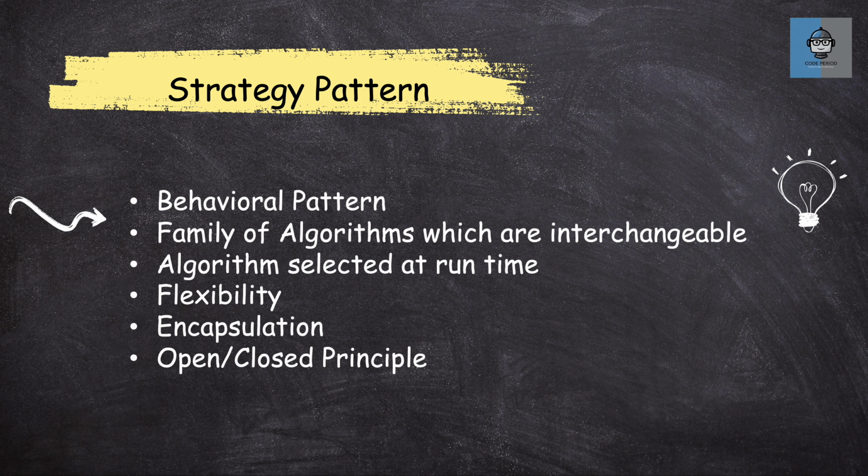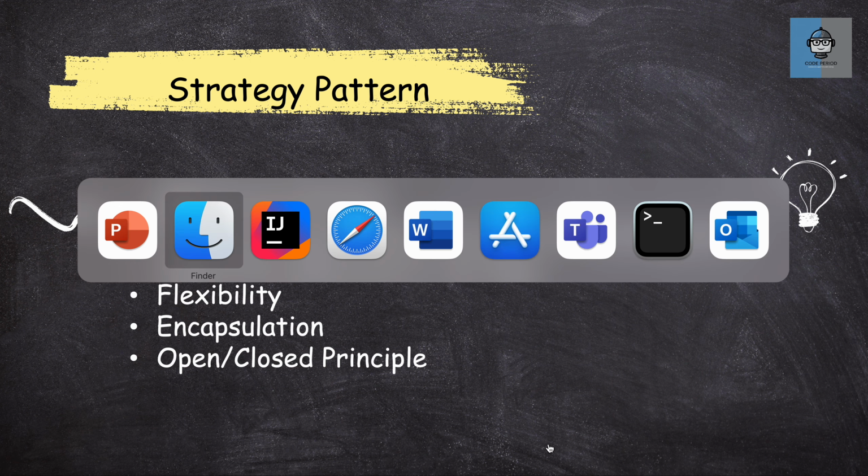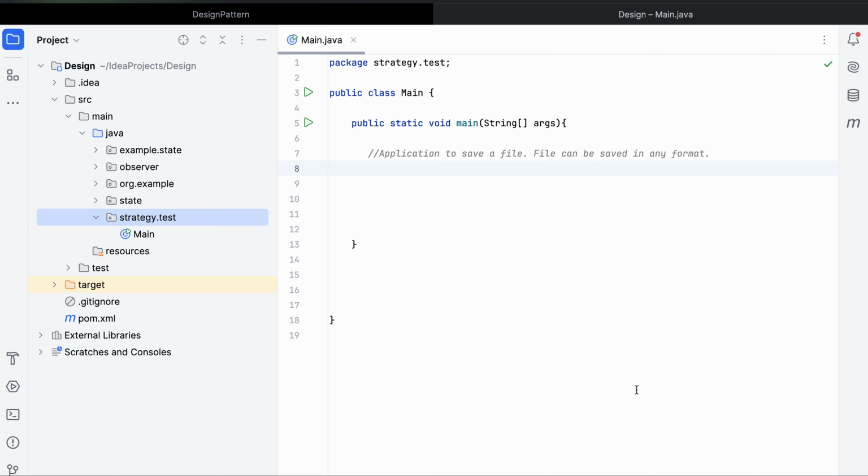Coming to the open and close principle, this strategy uses the open and close principle. This SOLID principle, one of the SOLID principles, says that our code should be open for extension but closed for modification, so that we are not making any changes in the old code which has been tested and which is running fine, right? So let's just look at the code now.